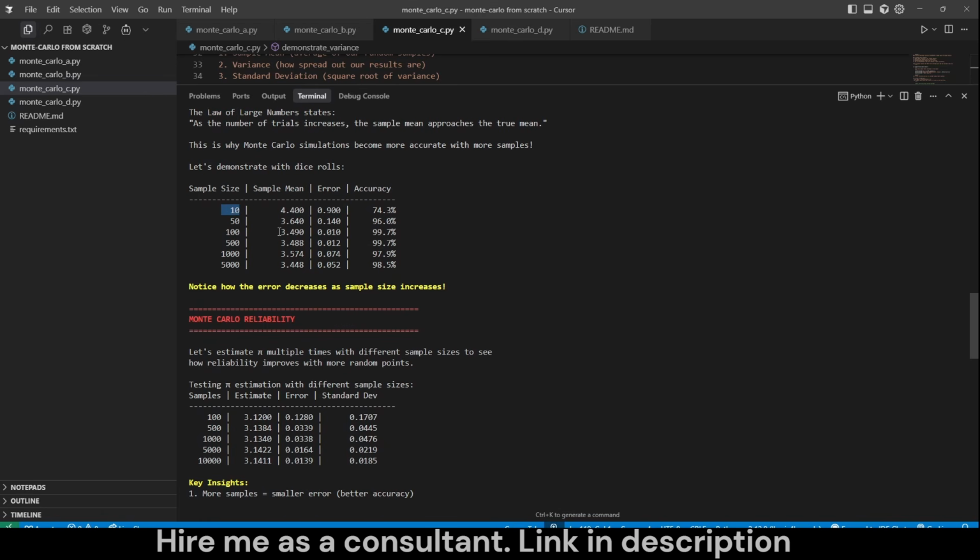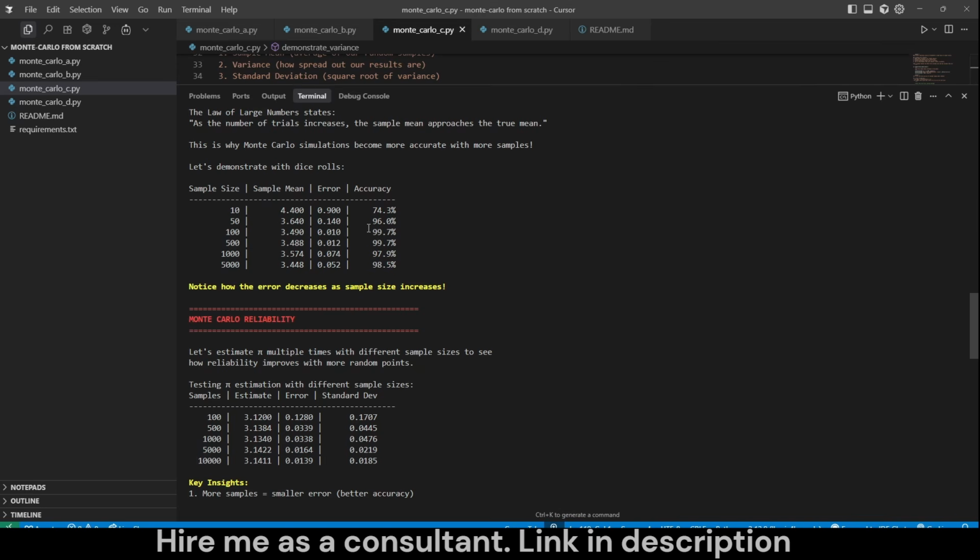So if you roll the dice 10 times, then the sample mean is 4.4. That is 0.9 away, giving an accuracy of 74%, because the actual mean is 3.5. With 50 rolls, our accuracy increases, and it increases to a maximum of 98.5% with 5,000 rolls.